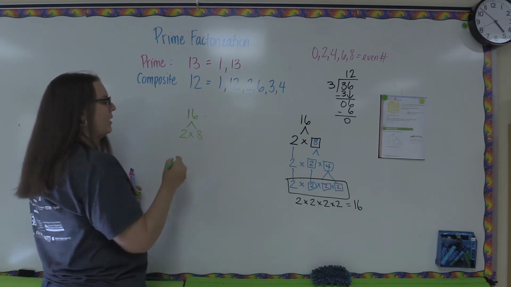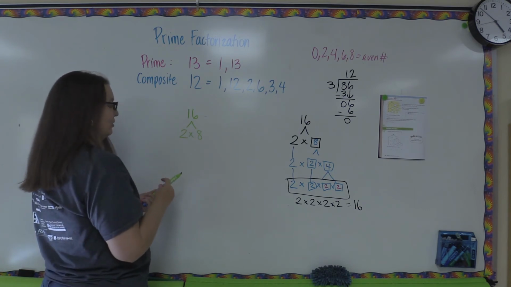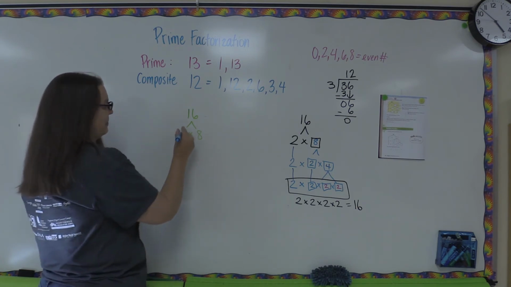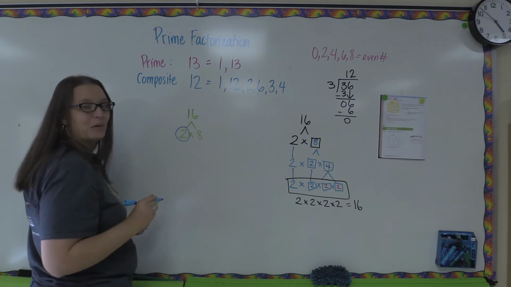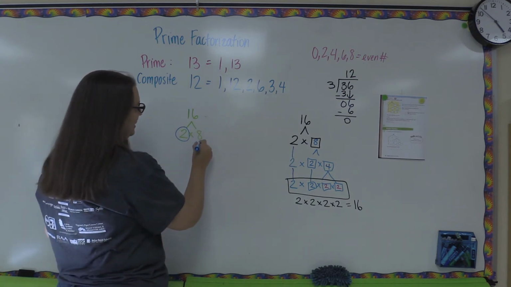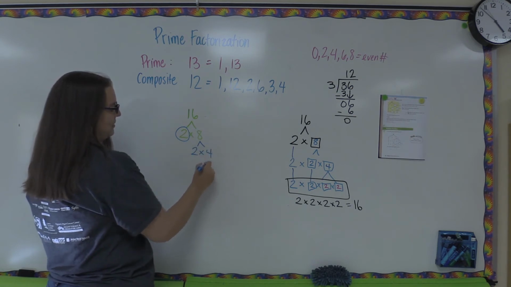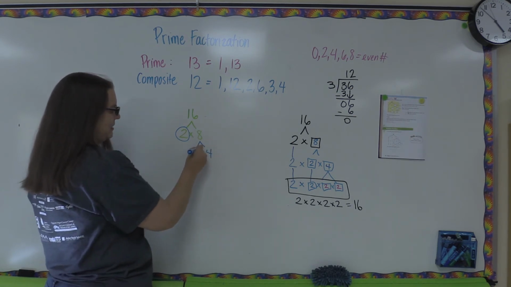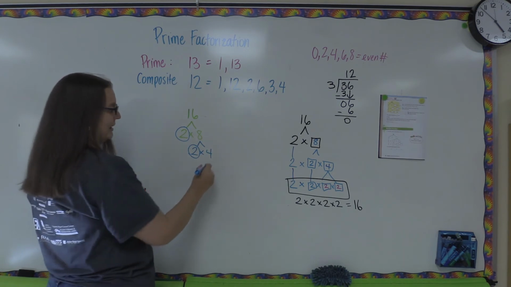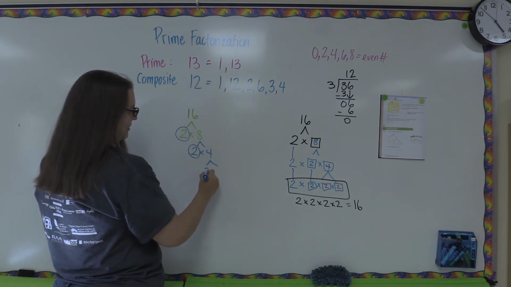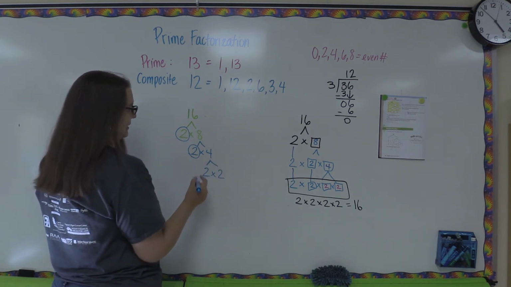I know that 2 is prime. I'm gonna go ahead and circle it. This is how I help myself remember that I found my prime numbers. I'm gonna keep going with the 8. 8 is 2 times 4. Well, look at this. I just made another prime number. I need to break down the 4. That would be 2 times 2.